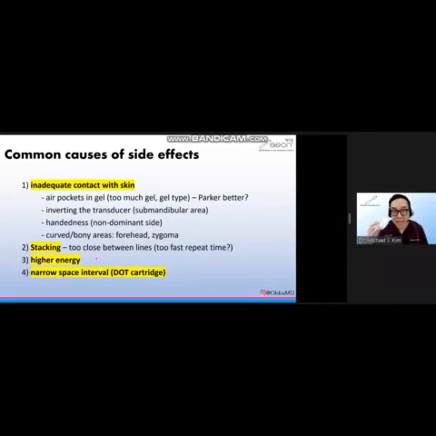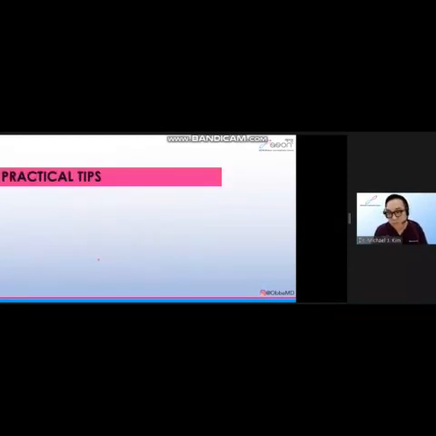And then there's stacking, which can happen when you're rushing, trying to go too fast, or using too fast a repeat time in the continuous zone. You might fire on the same area, at the same time, 2 times. And higher energy and narrow space interval can also increase the risk of side effects.